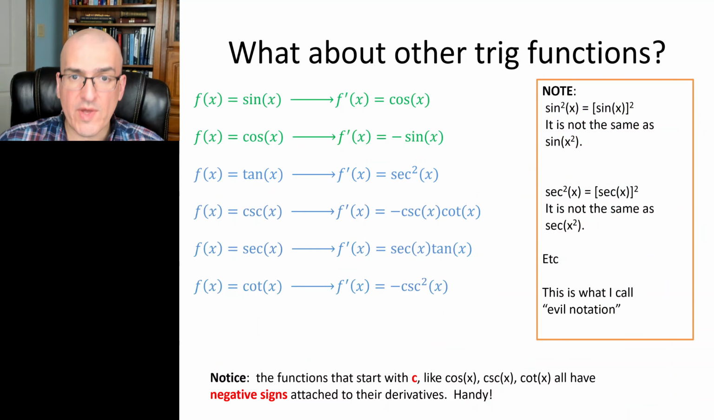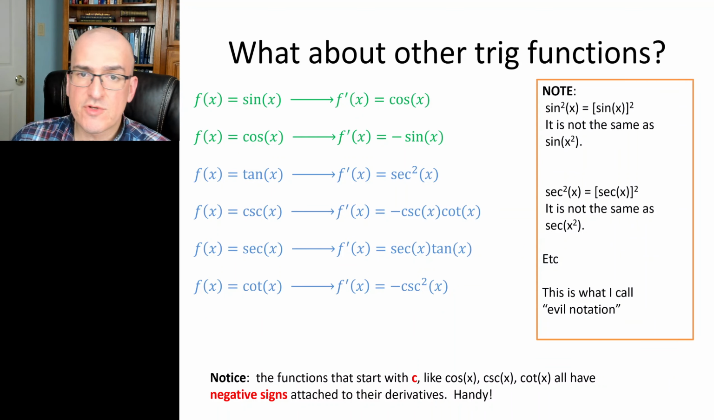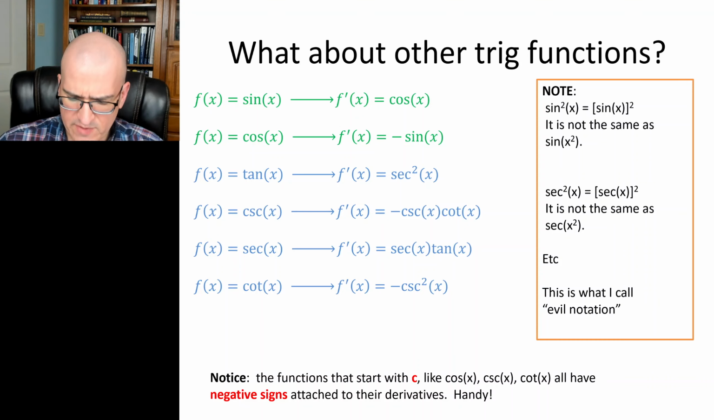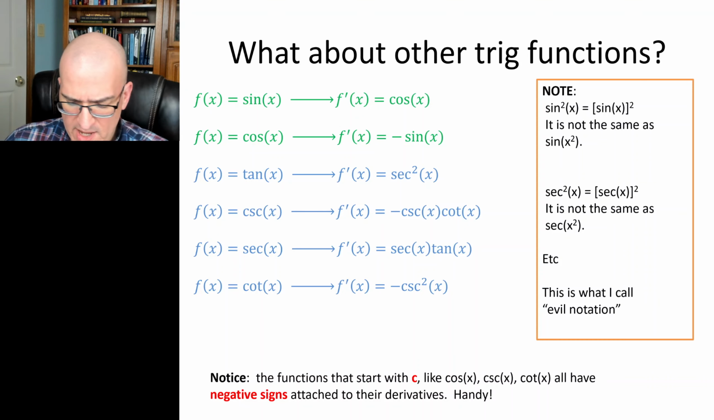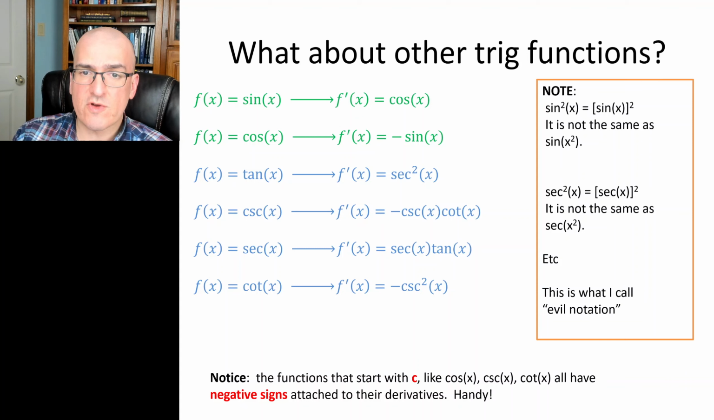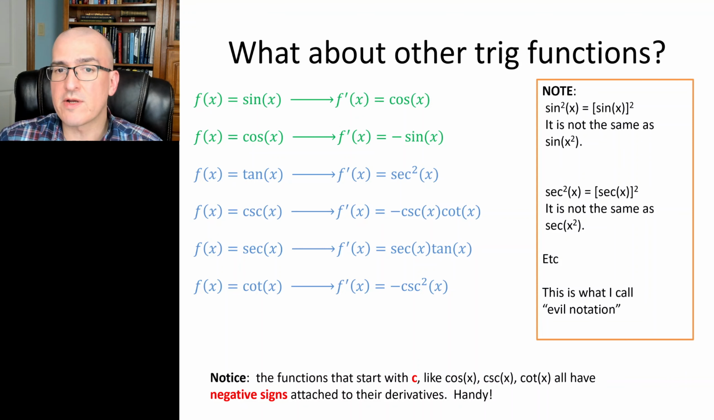Now, recall that we have a bunch of other trig functions. We have the two that were just mentioned, sine and cosine, but we also have tan, cosecant, secant, and cotan. And their derivative formulas are quoted here.